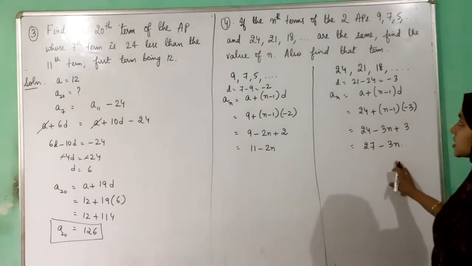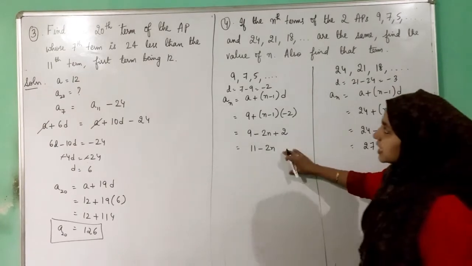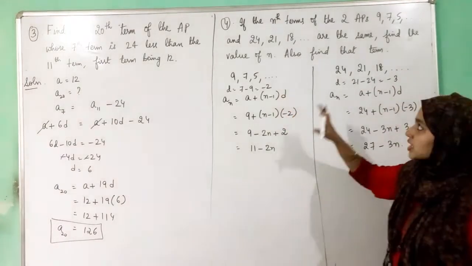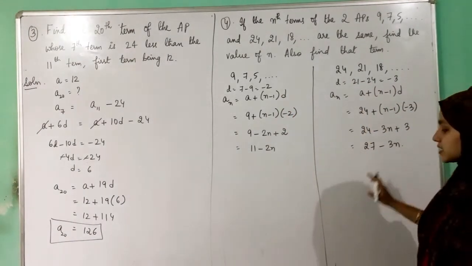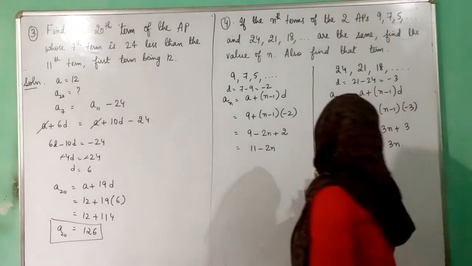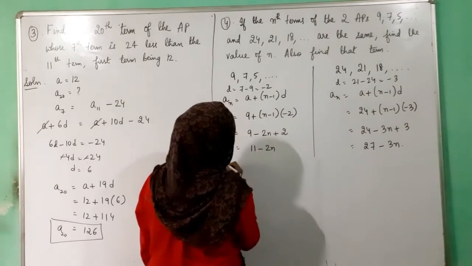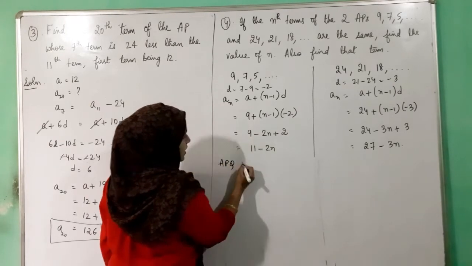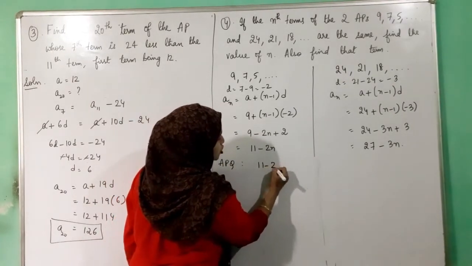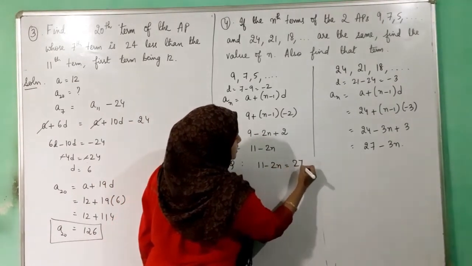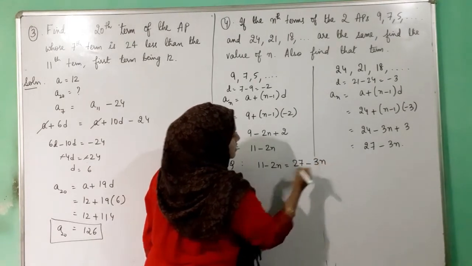So this is the nth term of this AP and this is the nth term of this AP. So what are they saying? They are saying that these two are the same. Okay, so what I will do? I will equate these two. So as per the question, I will write 11 minus 2n is equal to 27 minus 3n.